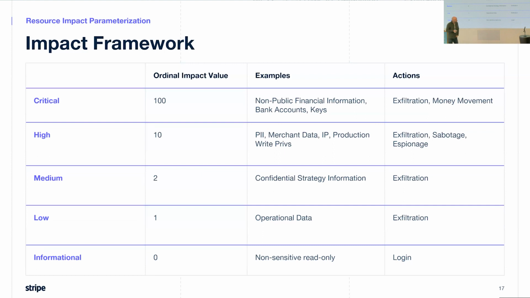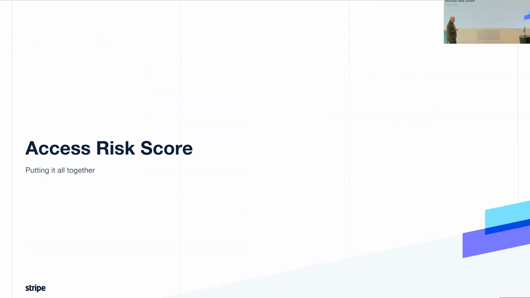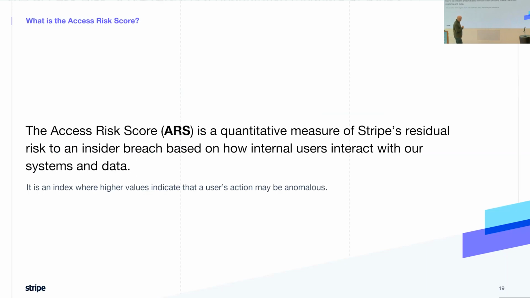And so when you combine these two things, we get our access risk score, which, to give a definition, is a quantitative measure, a unitless quantitative measure. So it's an index of our residual risk to an insider breach, based on the assumption that people's job duties are relatively predictable and the way you've been acting over the past quarter is a pretty good proxy for what you're going to do tomorrow.